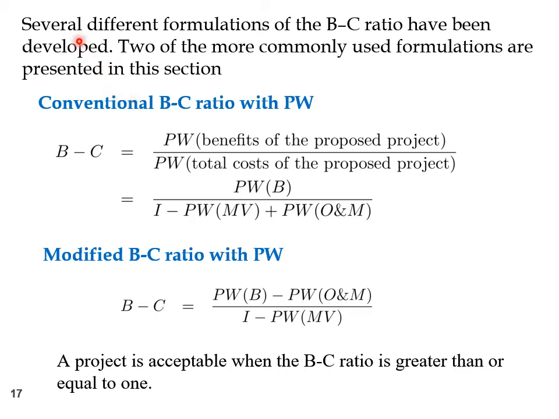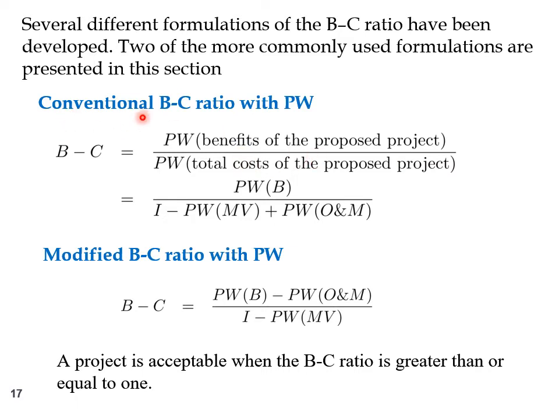There are different formulations of the BC ratio, but in this course we will learn simply two versions of it, the conventional BC ratio and the modified BC ratio. In the conventional BC ratio, simply we will find the equivalent worth. In this example, we are calculating the present worth, but it can be annual worth or future worth as well. So the present worth of the benefits of the project divided by the present worth of the total cost of the proposed project. Okay, this is the BC ratio.